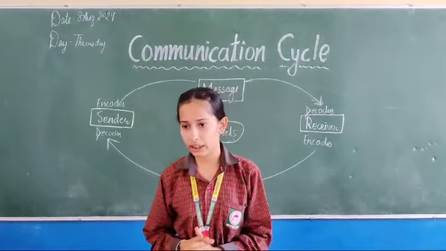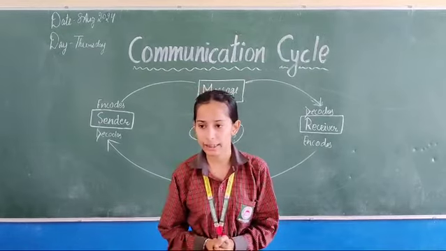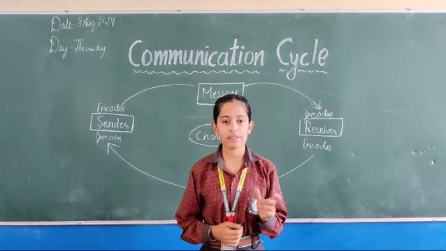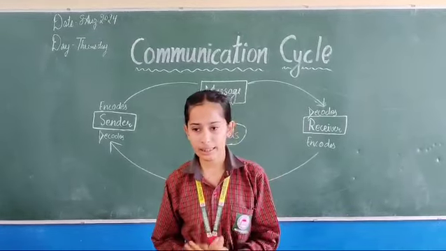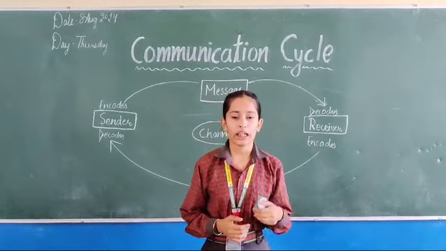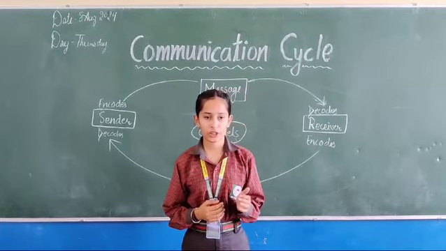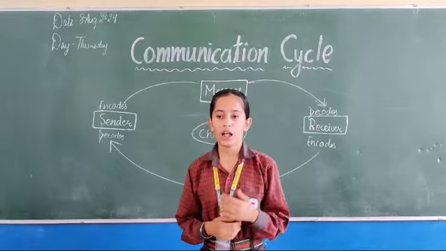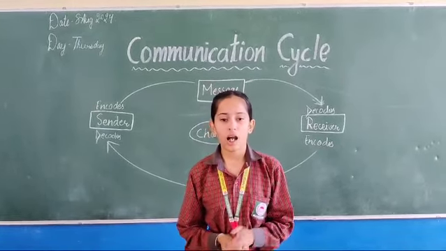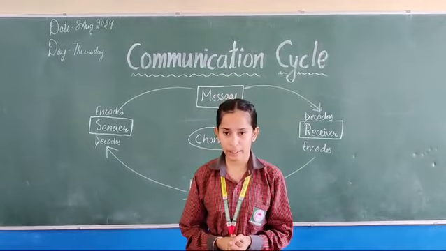Fourth is channel. A channel refers to the medium through which the message is sent to the receiver. A receiver is the person who understands the message or who has to receive the message. Decoding. Decoding refers to the form in which the receiver understands the message according to the level of his understanding. Last one is the feedback. A feedback is the response to the sender's message.